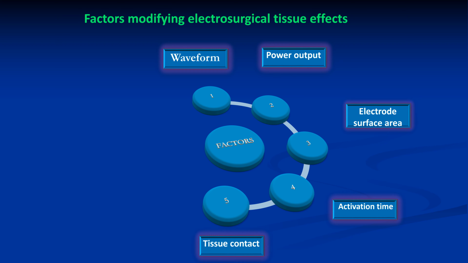Tissue contact. Different effects can be produced if the active electrode is in contact or non-contact with the tissue. Tissue resistance. Tissues vary widely in their resistance. Thermal change increases with increased tissue resistance. Tissue with a high water content, such as muscle and skin, has less resistance or impedance to current flow. By contrast, scarred tissue and fat have very high resistance.